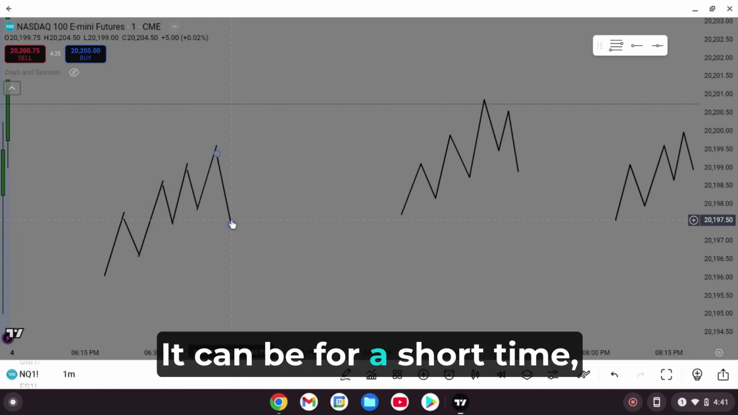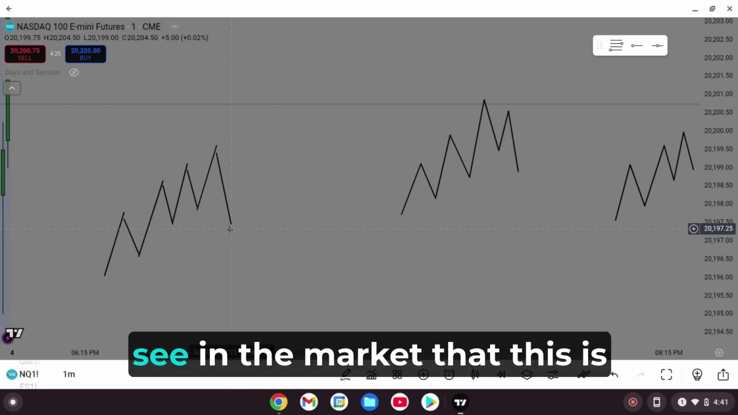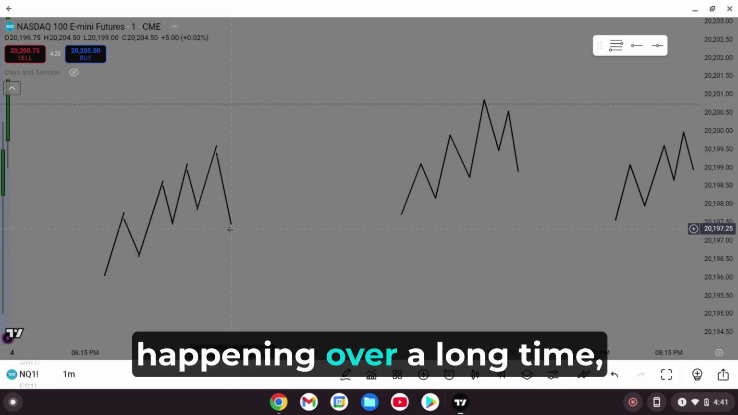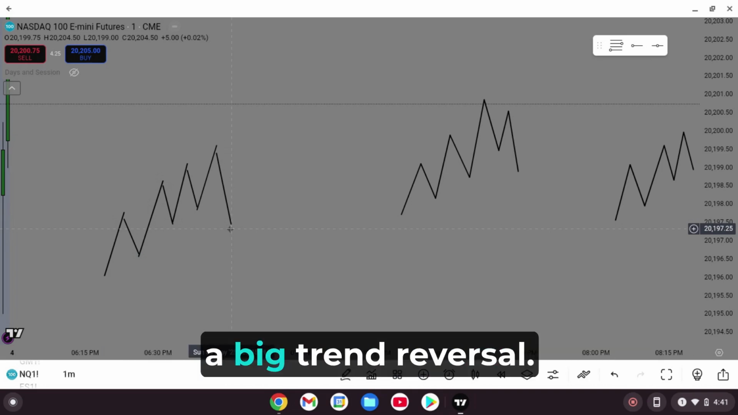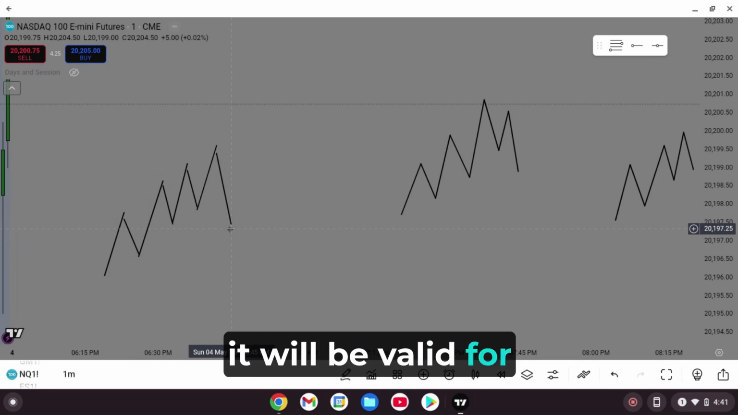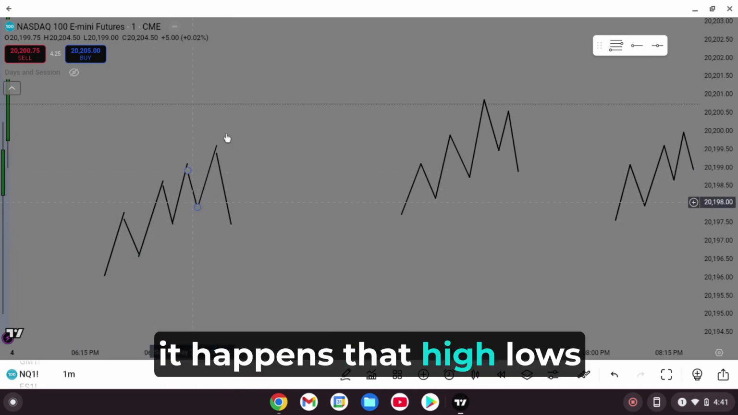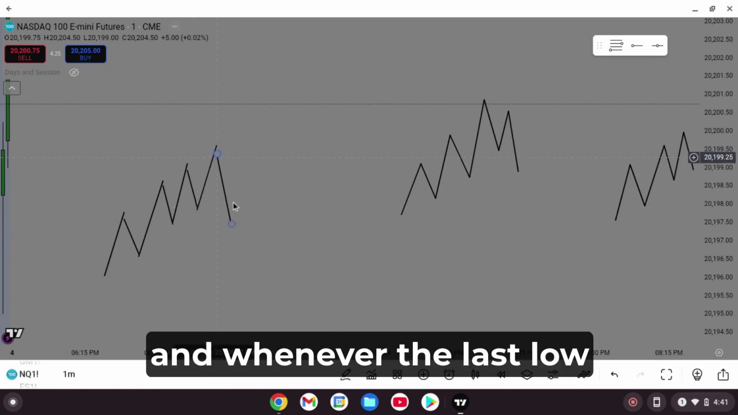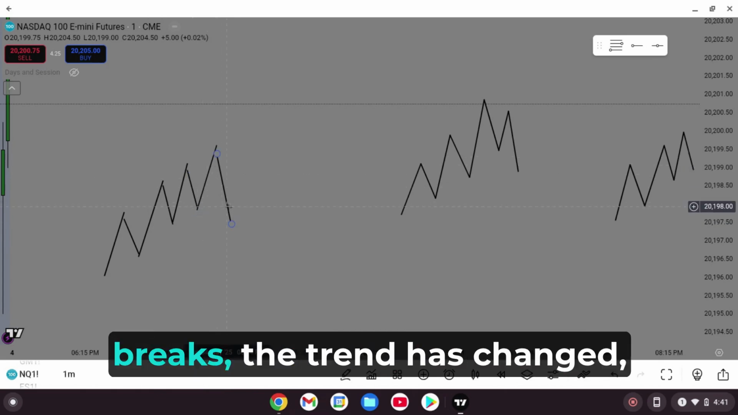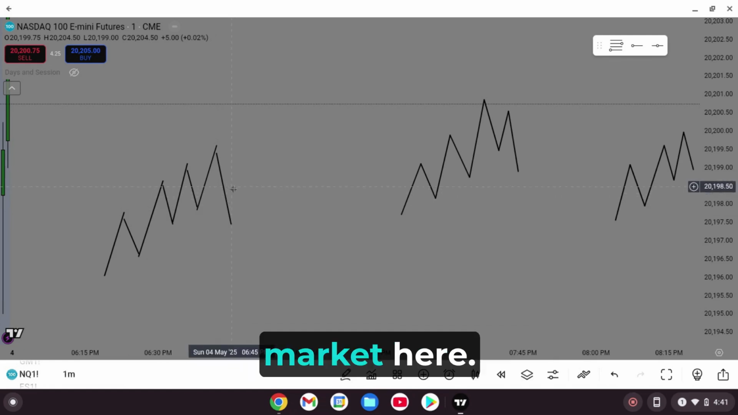It can be for a short time, and if you see in the market that this is happening over a long time, then it can be a long-term and big trend reversal. In a big time frame, there will be a big trend reversal, and in a small time frame, it will be valid for a short period. First, it happens that high lows and low highs form, and whenever the last low breaks, the trend has changed, and you enter from here, so you can short the market here.